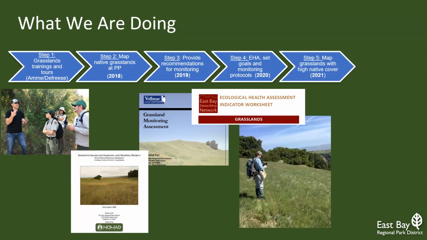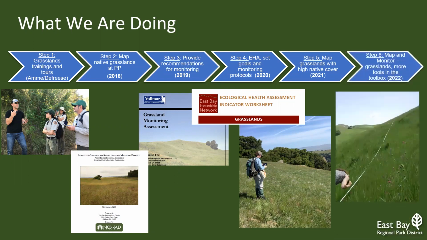And then in 2021, we mapped grasslands with high native cover at Pleasanton Ridge, which you're going to hear more about. The next steps are to continue to do fine scale grassland mapping, and also monitor those grasslands and put more tools in the toolbox for grassland management, including prescribed and cultural burns. And of course, ongoing in the background, we will continue to use livestock grazing to manage our grasslands and also selectively control invasive non-native plants.